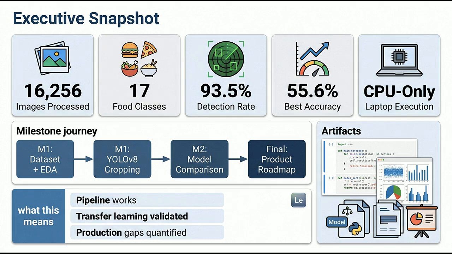Importantly, these results were achieved on a CPU-only laptop without GPU acceleration. That matters because the current performance should be interpreted as a validation, not the final performance ceiling. The strongest takeaway is that the pipeline works, transfer learning is essential, and the production risks are now clearly identified.